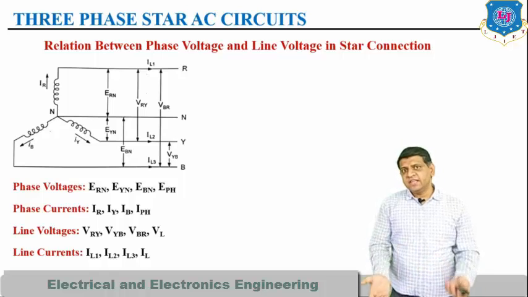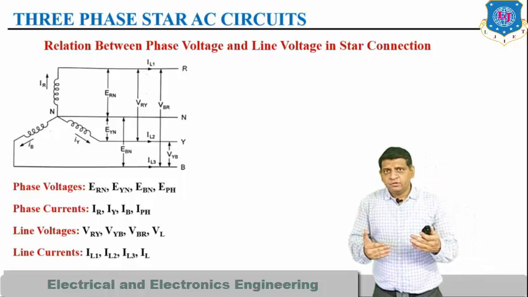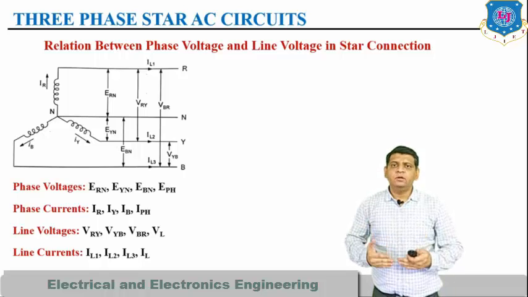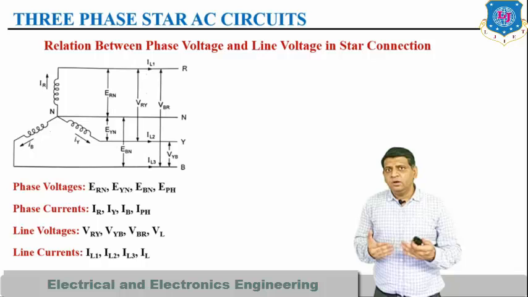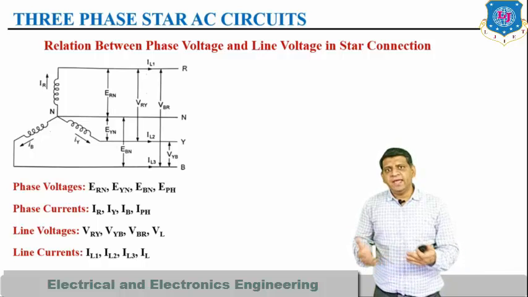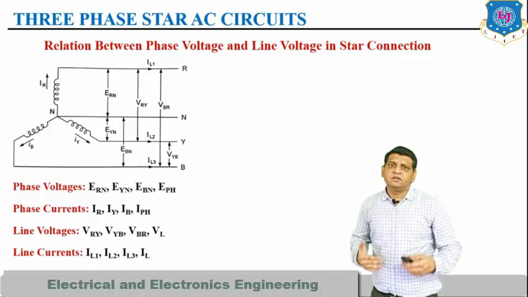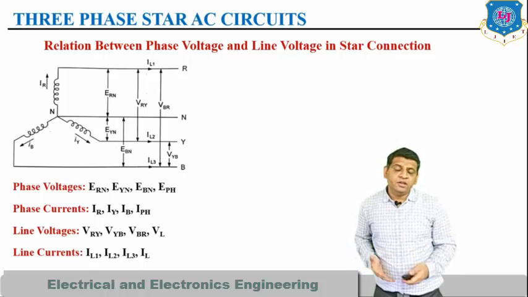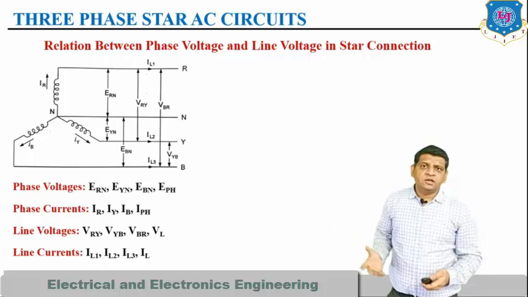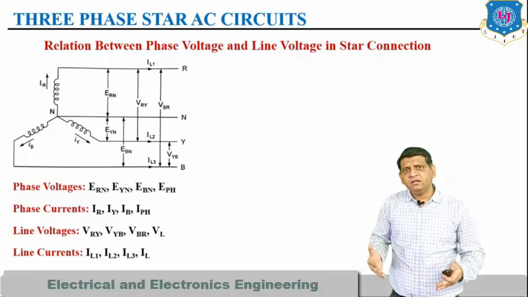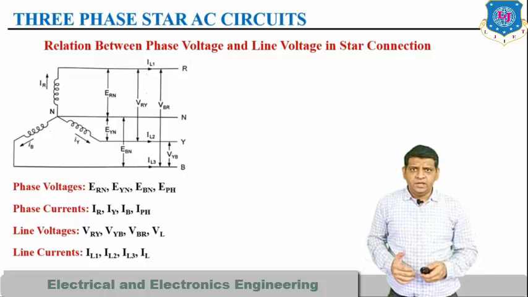ERN. Same way from the yellow phase to the common neutral terminal, it is defined as EYN, same way for EBN, and in general it is referred to as EPH. Same way, if you consider the phase currents, they are nothing but IR, IY, IB, and IPH, right?